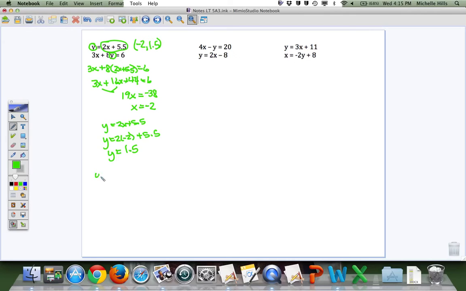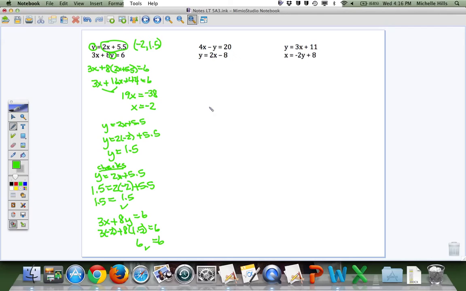My checks, I start with my checks. Y equals 2x plus 5.5. I know that my y is 1.5. My x is negative 2. So 1.5 equals, plug this in, I get 1.5. It checks in the first equation. And then the second equation would be 3x plus 8y equals 6. Well, x I think is negative 2. Y is 1.5. The right side stays 6, and when I plug this in, I get 6. It works in both equations.